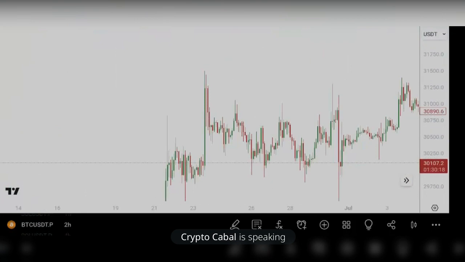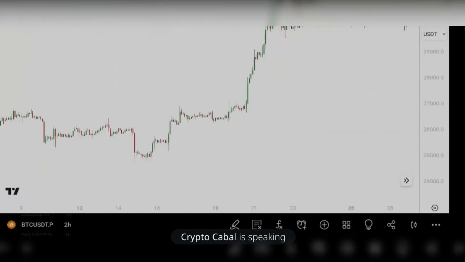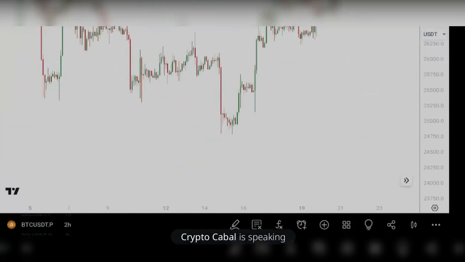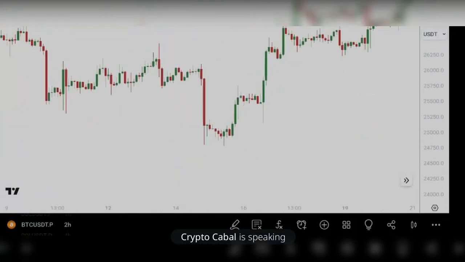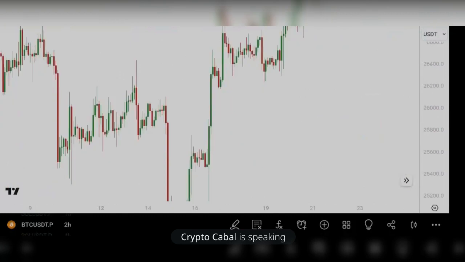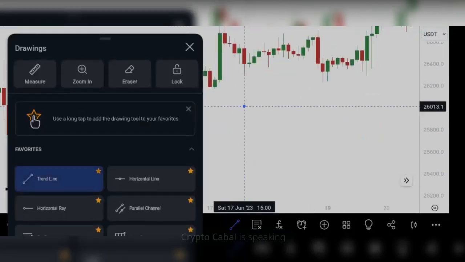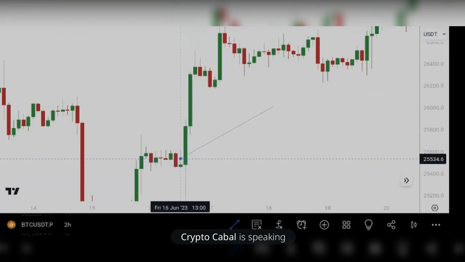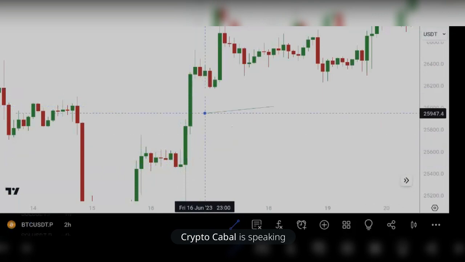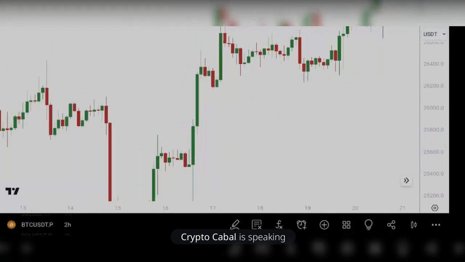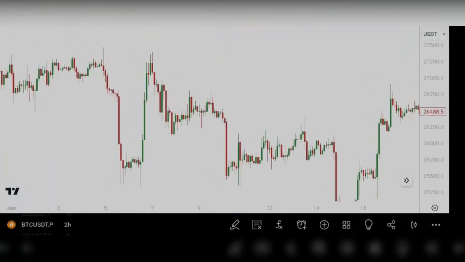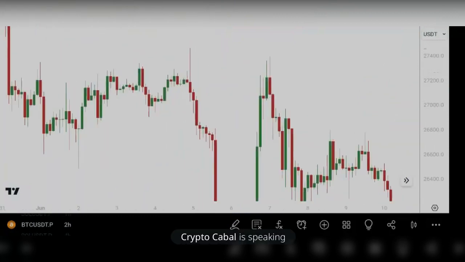But let me quickly look for examples. Now look at this hammer. And when we saw the hammer, what happened next? We have a push up in price. Let me look for another example. Now look at this.